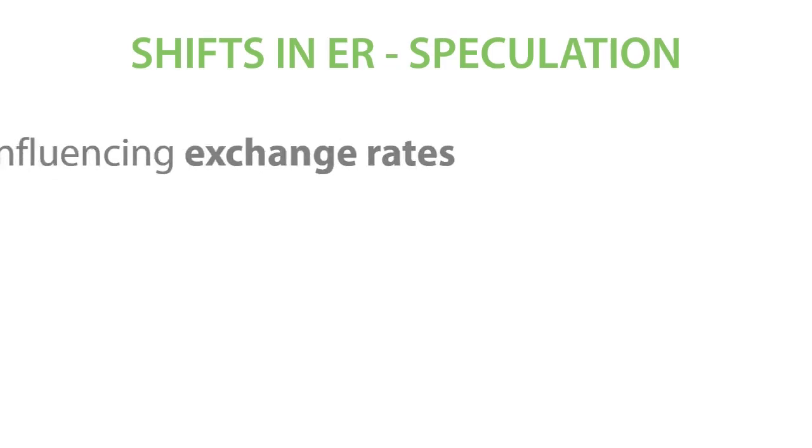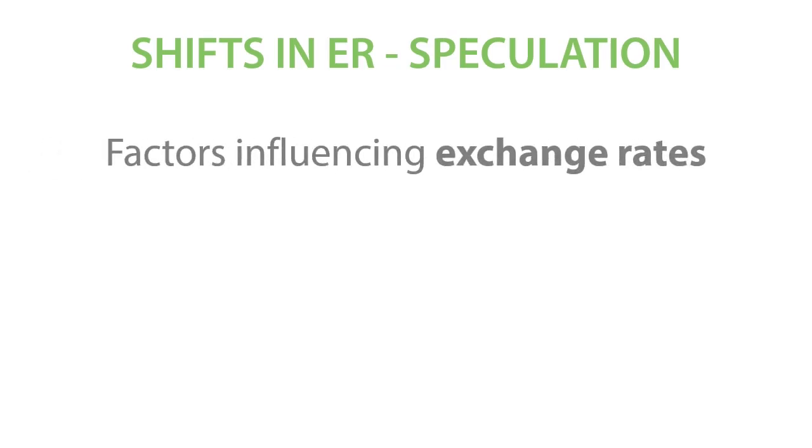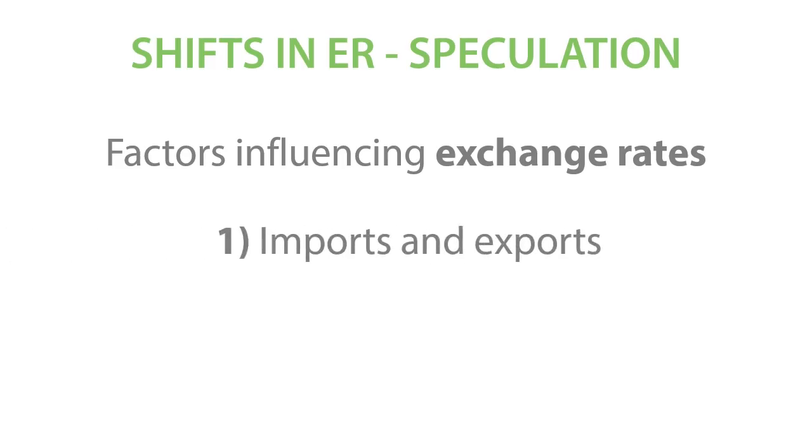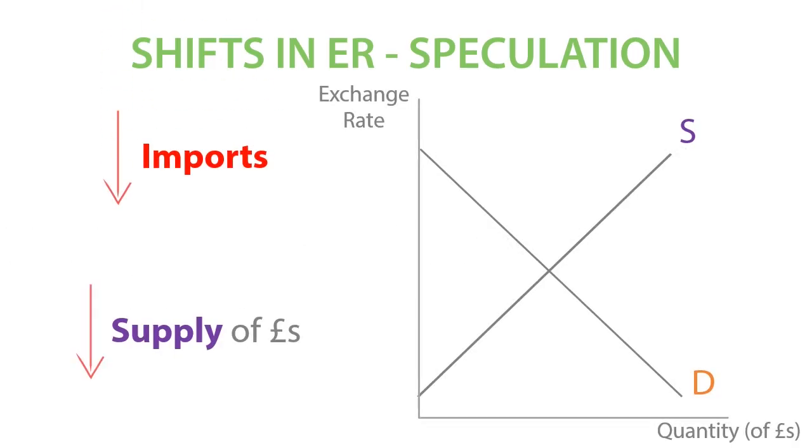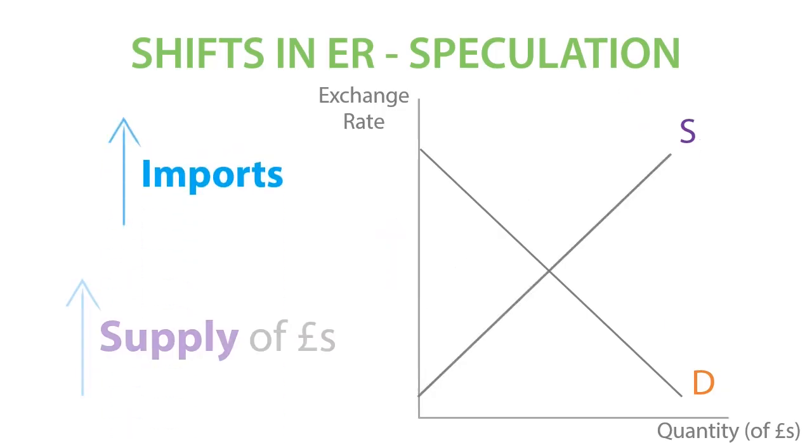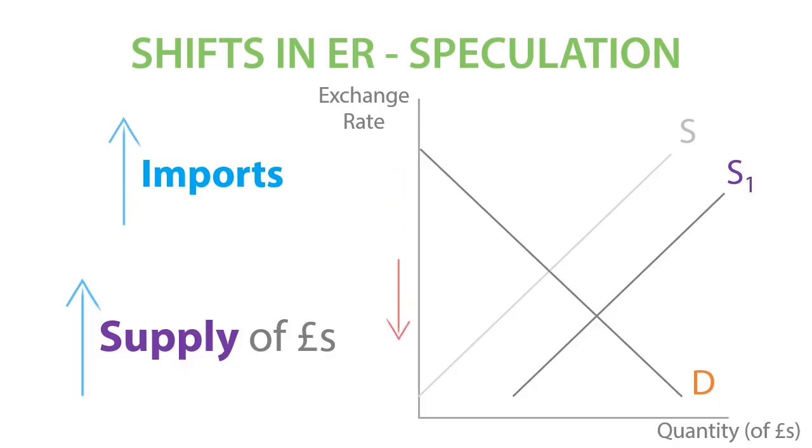We've now seen our first factor that influences exchange rates: imports and exports. A decrease in imports will decrease the supply of a currency and therefore appreciate the exchange rate, whereas an increase in imports will increase the supply of a currency and therefore depreciate the exchange rate.